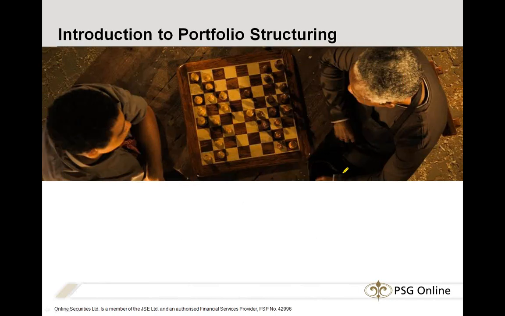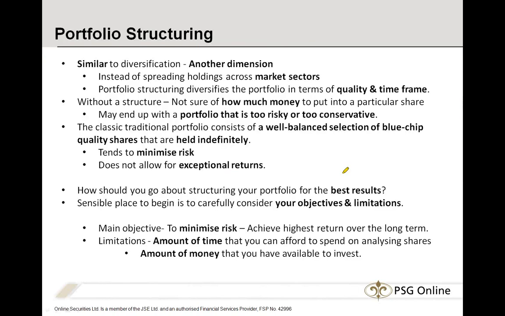Okay, let's move on to portfolio structuring. It's very similar to diversification, but adds another dimension. I spread my holdings across different market sectors. We just spoke about diversification, three to five different sectors. Now we're adding another dimension: we're looking at the quality of those stocks as well as your time frame.